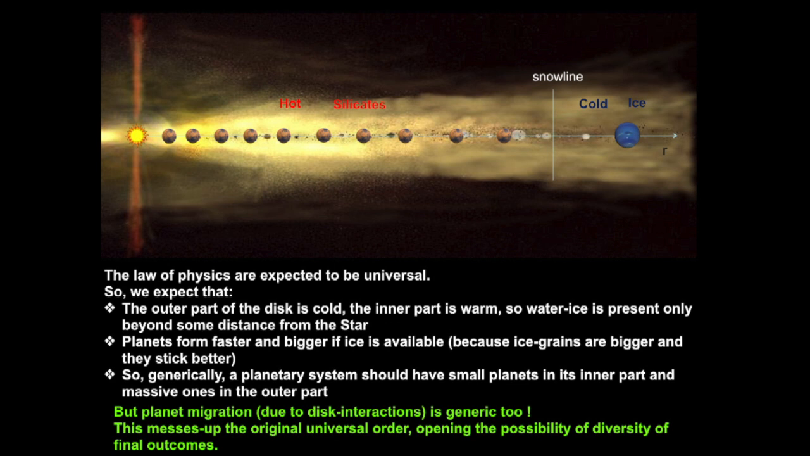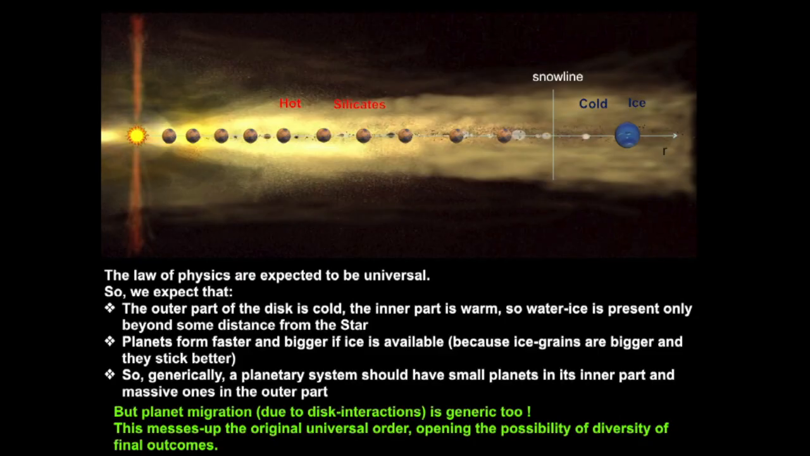Because ice grains are bigger and they stick better to each other in the outer part of the disk, we expect to form much more easily larger planets in the outer part than in the inner part.